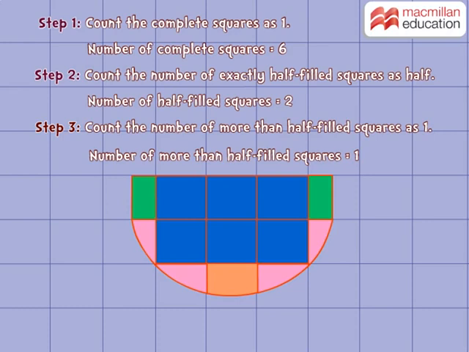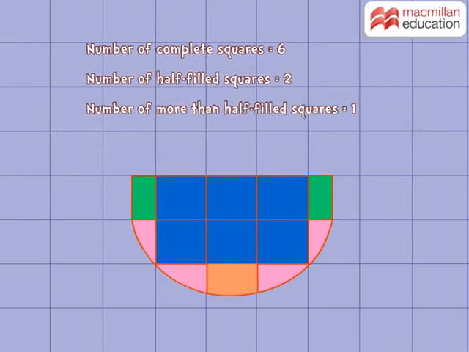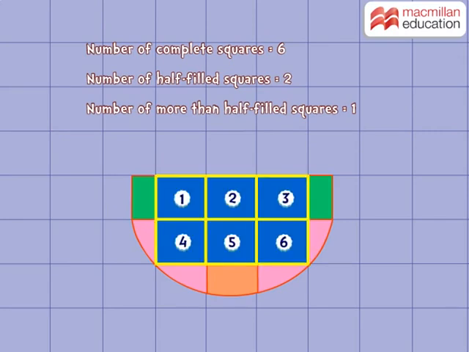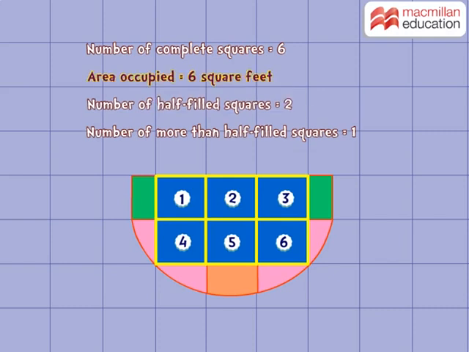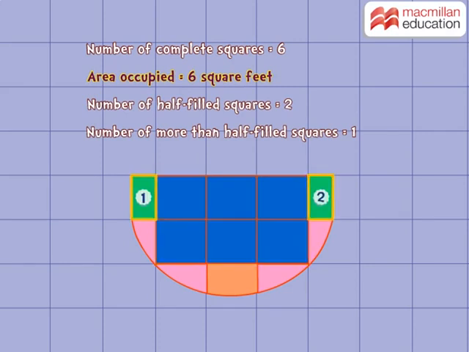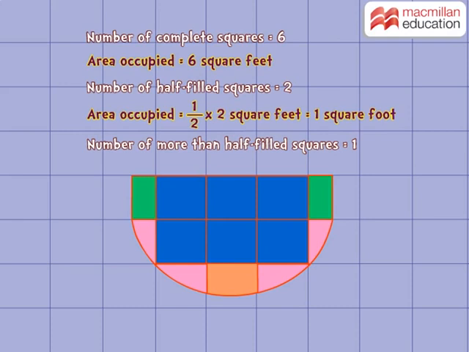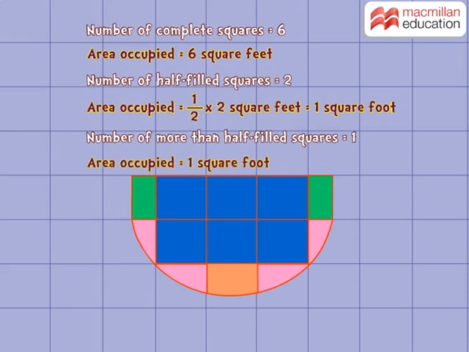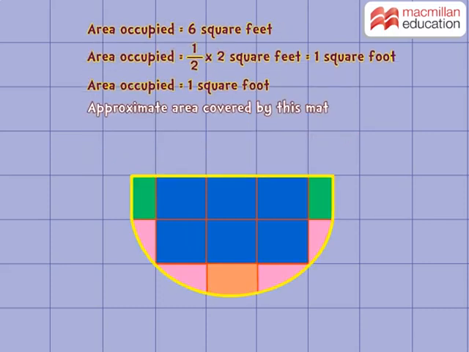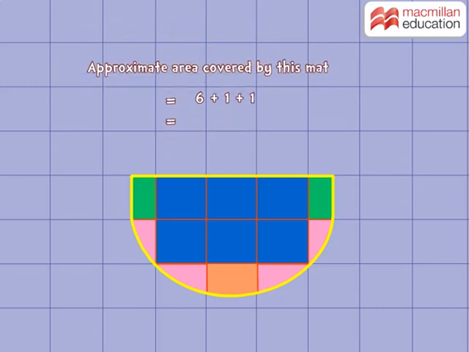Now that we are done with counting the squares, let's add up the areas covered by these squares. We have 6 complete squares, so the area covered by these will be 6 square feet. We have 2 half-filled squares, so the area covered by these will be 1 square foot. And finally, the area of 1 more than half-filled square is 1 square foot. Adding these areas, we get the approximate area covered by this mat.